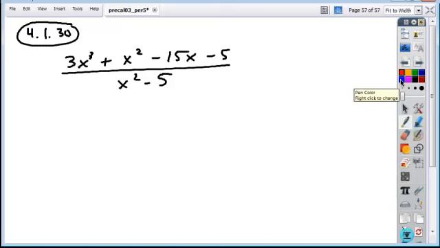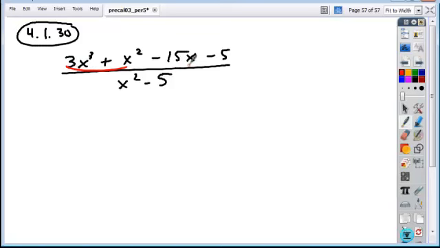Number 30, the biggest problem with this is the restrictions in the denominator. So let's take a look at what we have here. We have 4 terms in the numerator. There's no common factors to remove, so we can go ahead and group those.